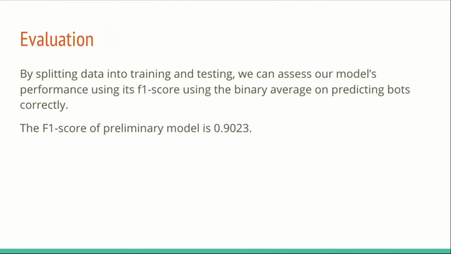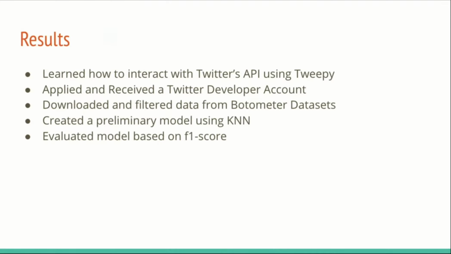For our evaluation, we split the data into training and testing. Then we assess the model's performance based on its F1 score using the binary average on predicting bots correctly. This F score turned out to be 0.9023. For our results, we learned how to interact with Twitter's API. We applied and received a Twitter development account, downloaded and filtered data from Botometer datasets, and created a preliminary model using KNN, then found the F1 score of that model.